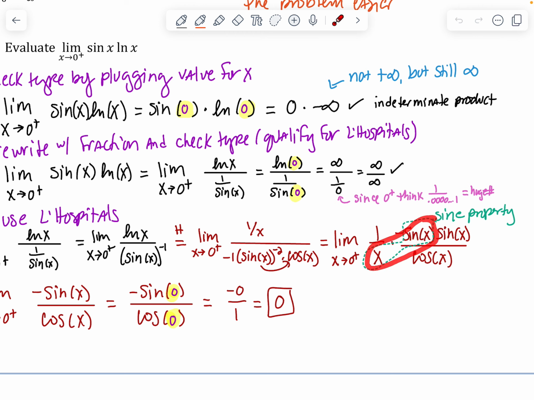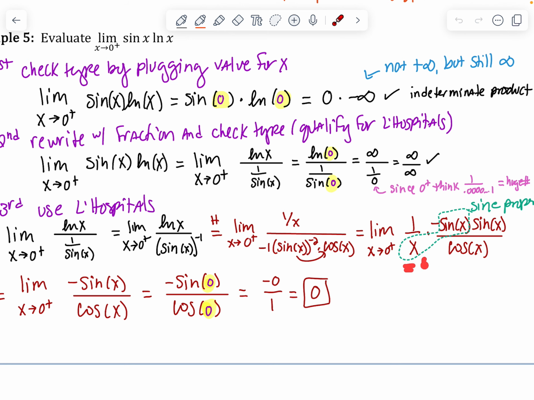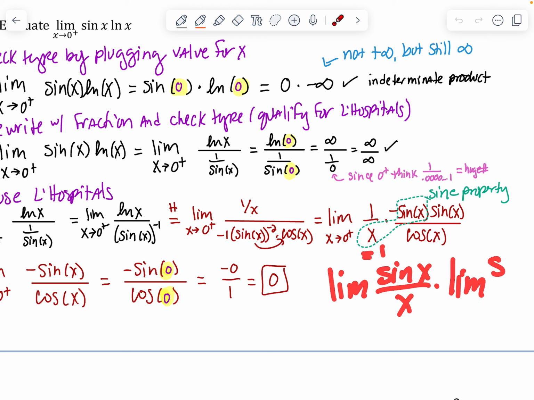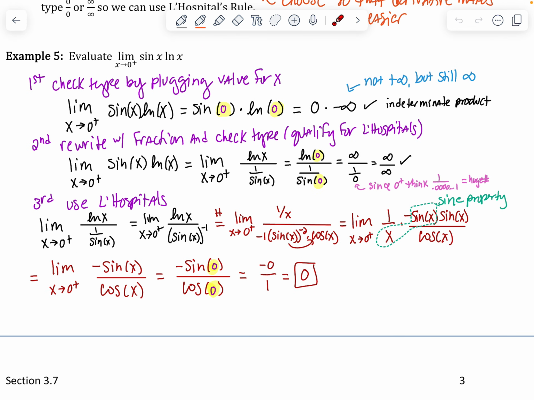x that was in the denominator can be paired with the sine in the numerator to use the sine property where this equals 1. Keep in mind, we probably should have written the limit of the sine of x all over x times the limit of the sine of x all over the cosine of x, but I kind of shortened that up a bit. So I've used the sine property to just have my negative sign in the numerator, the cosine in the denominator, and now I have a simplified limit that I can evaluate.